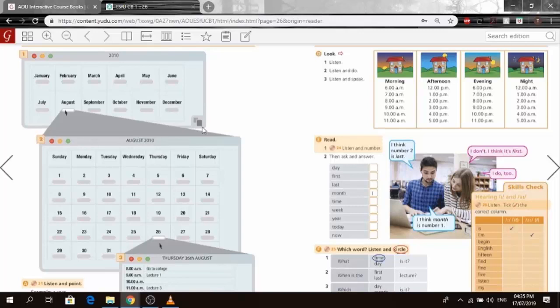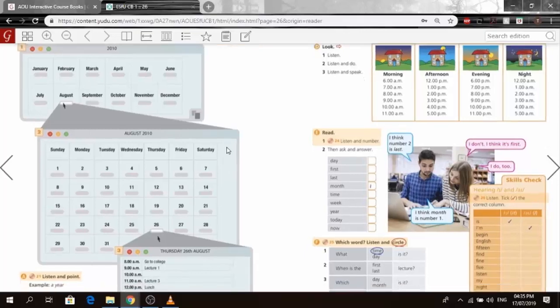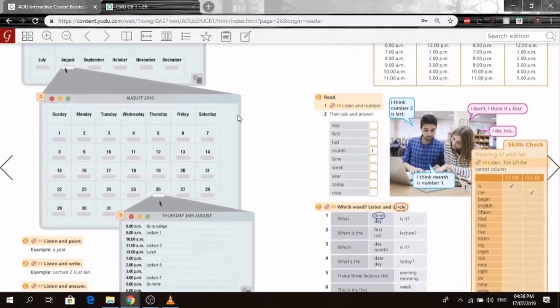Voice number 2. A year, a month, a day, a date, the first day of the week, the last day of the week, the first day of the month, and the last day of the month, okay? I hope you were able to get that. So let's go and do them right now.